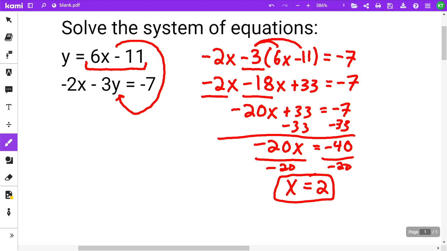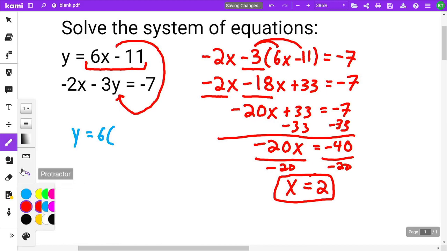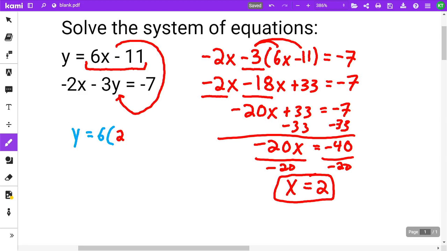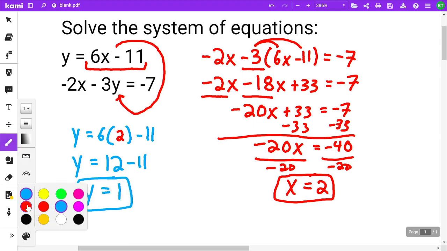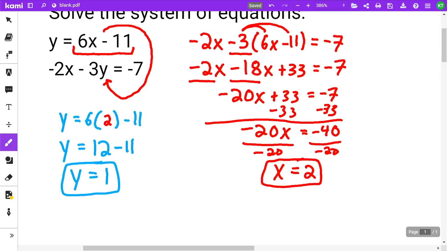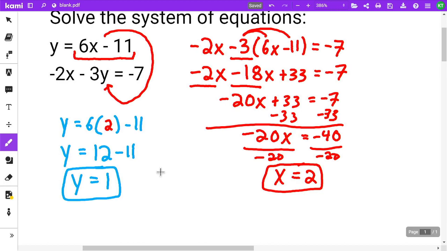So if I go ahead and plug in my 2 here, so I'll do y is equal to 6 times, and again, I'm plugging in my 2 from our substitution over here, minus 11. So that means y is going to be equal to 12 minus 11, and 12 minus 11 is 1, so y is equal to 1. And finally, we're going to write our solution as a coordinate, and so that means our solution is going to be the point 2, 1. And that is our answer there.